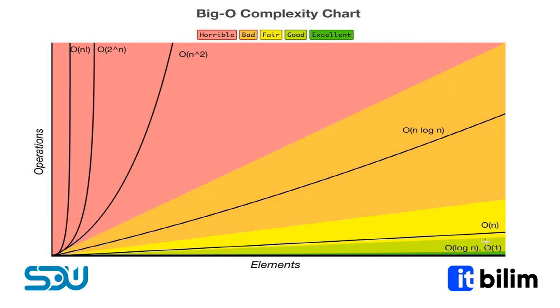If our algorithm's complexity costs O(1) or O(log n), it is good, excellent. If its time complexity is O(n), it is fair, and O(n log n) is bad, and O(n^2) is horrible. If our time complexity is bigger than n squared, it means that our algorithm is not very optimal. So when we solve some problem, we need to find the optimal one.